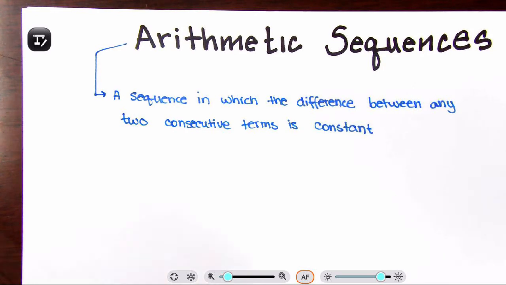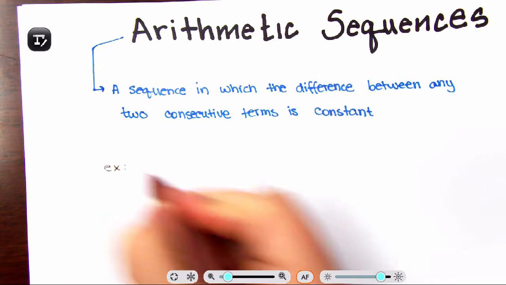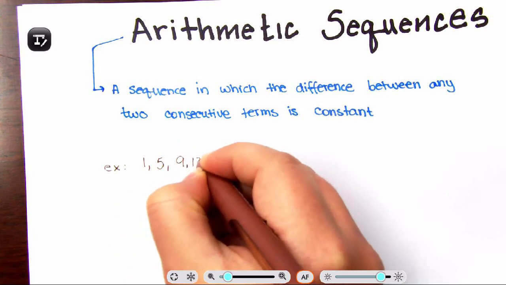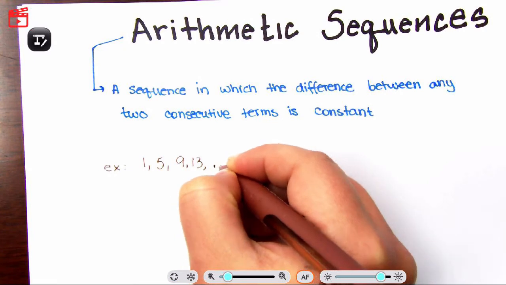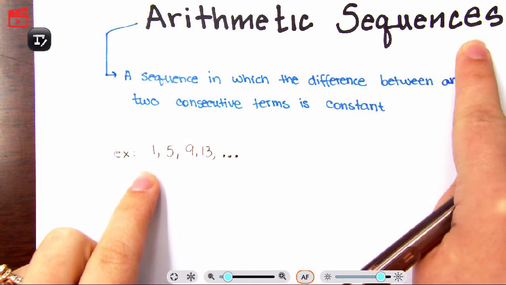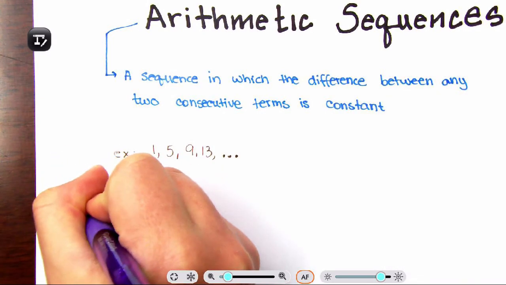That means if you have a list of numbers, for example, 1, 5, 9, 13, dot, dot, dot, this list continues. If you have just a simple list of numbers, the list is called a sequence because it follows a pattern, follows an order, and that sequence is arithmetic if the difference between the numbers is common, or the same. So that jumps into our next term, and that is common difference.